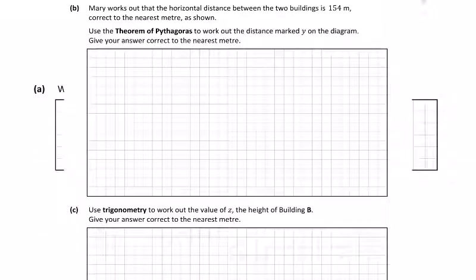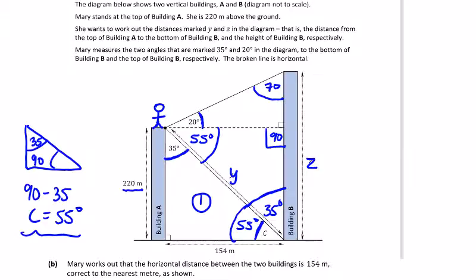And we're asked to use the theorem of Pythagoras to find the distance marked Y. And then we're asked to use trig to work out the value of Z. So let's have a look here. Pythagoras for Y. So again, drawing the triangle. Pythagoras means we have to have two sides, which we do. We have the 154 and we have the 220.